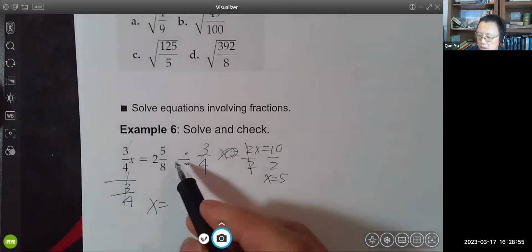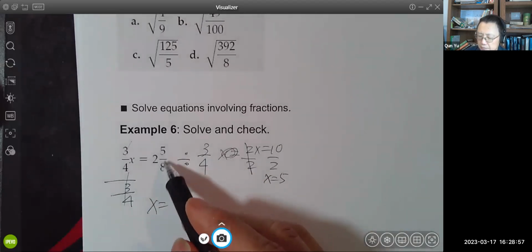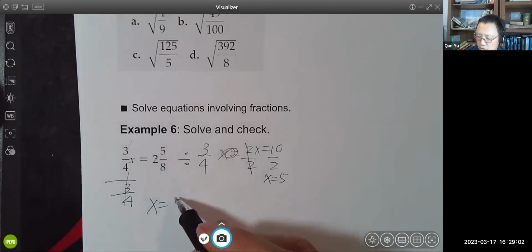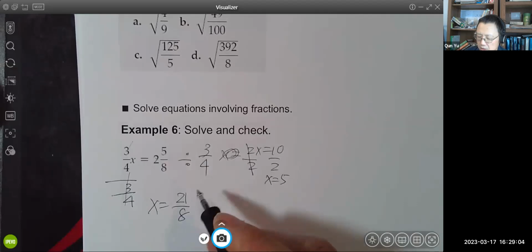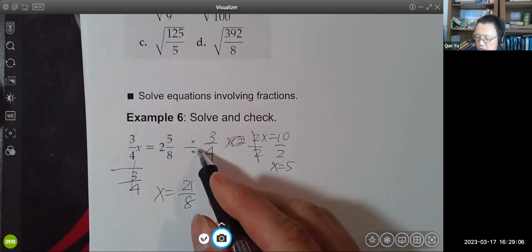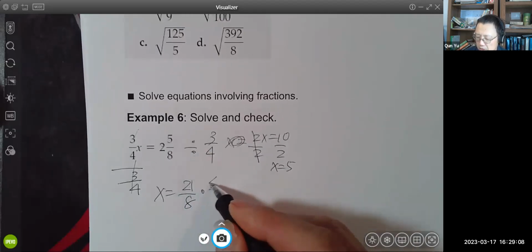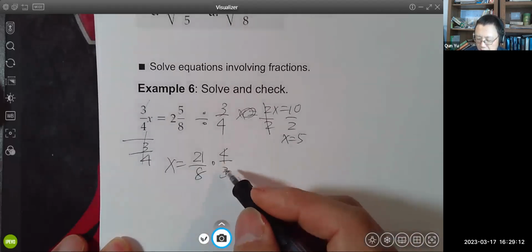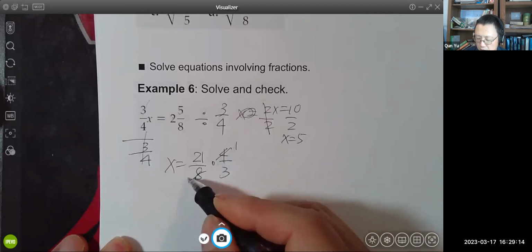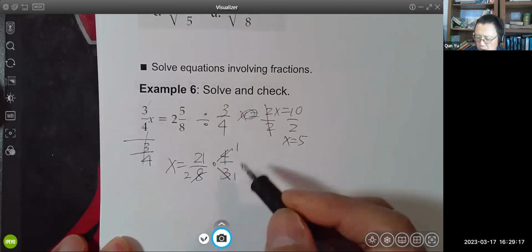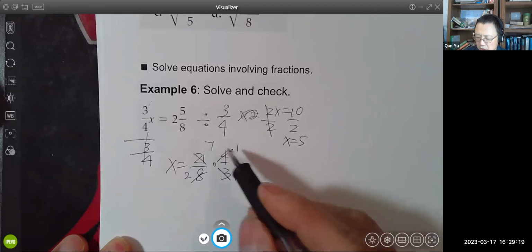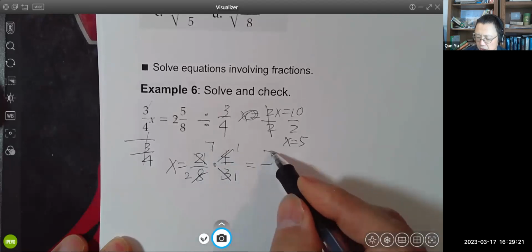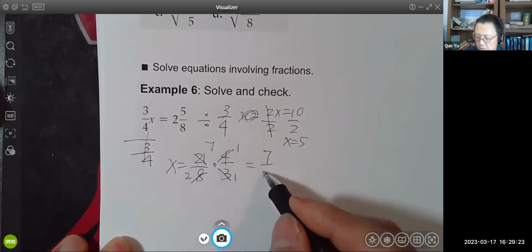So now I can change this to an improper fraction, 16 plus 5, that's 21 over 8. And then I can change division to multiplication and switch to the second number. Now I do it as fraction multiplication, right? Cancel 4, get 2, cancel 3, I get 7. So we get 7 times 1 on the top and 2 times 1 on the bottom.